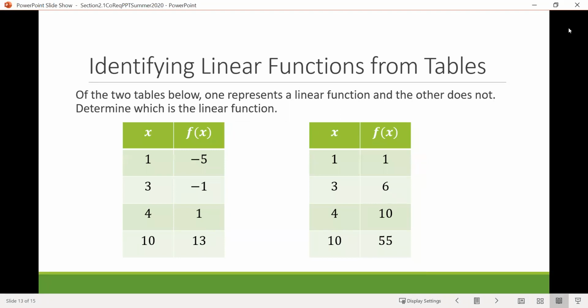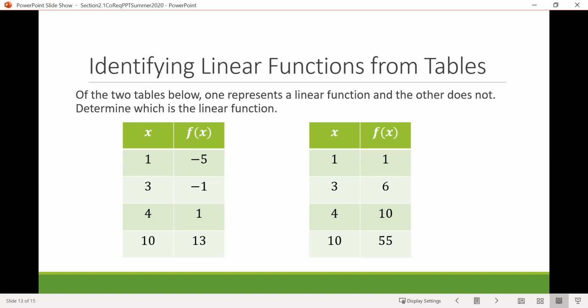So let's look at identifying whether or not something is a linear function based on a table of values. Here we have two functions. Looks like we're calling them both f of x, which is probably not a good idea, but we did it anyways. One of these tables represents the inputs and outputs for a linear function, and one represents a function that is not linear. It is our job to figure out which one is which.